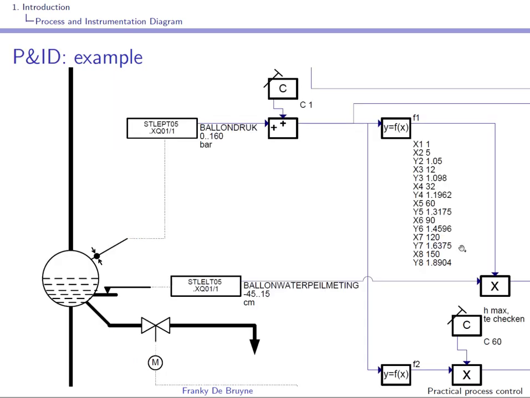Well, here's an example that comes from the water level control of a steam boiler. You can see here that there are parts of the control structure, and here there are two measurements. You can see here that PT stands for pressure transmitter, so this is a pressure measurement, and over here you see LT, so this is a level measurement.